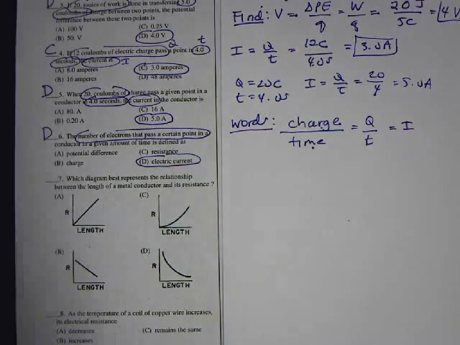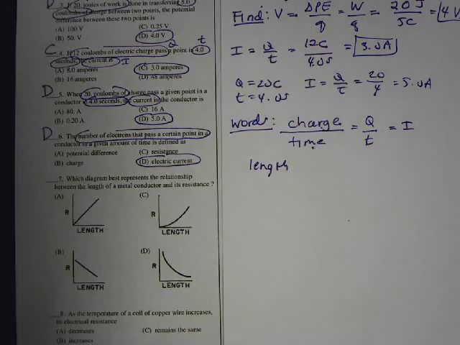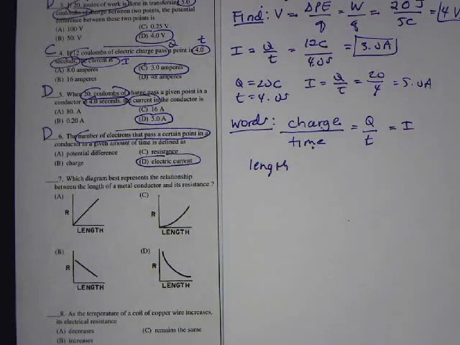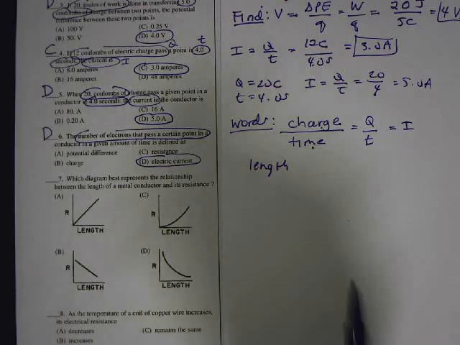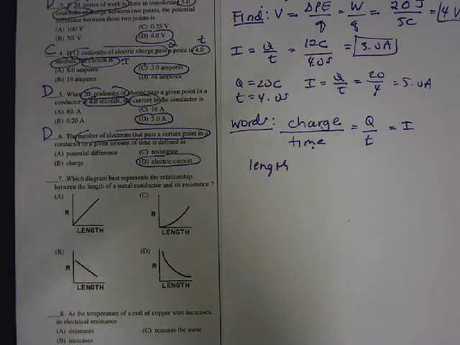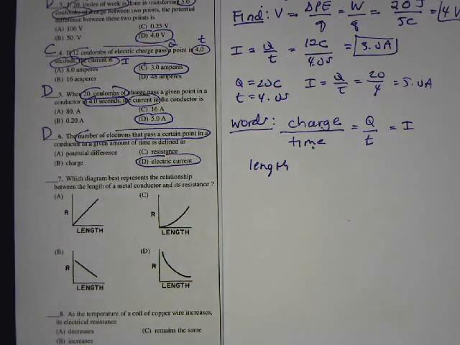Number 7, which diagram best represents the relationship between the length of a metal conductor and resistance? So what I'll do is I'll look at the choices. Now, we said that there's 4 things that affect the resistance of a wire. And one of them was length. So as the length increases, the resistance increases, and they're directly proportional.